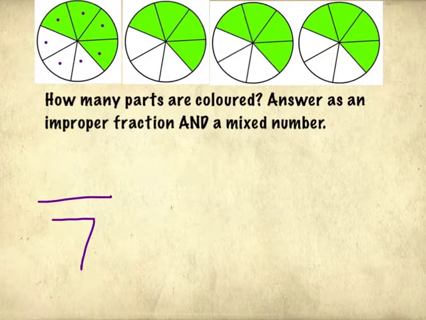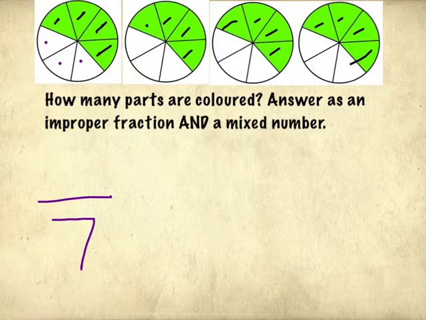Now I'm just going to switch to another color to make my life easier. And how many pieces are colored in? 1, 2, 3, 4, 5, 6, 7, 8, 9, 10, 11, 12, 13, 14, 15, 16. So my improper fraction is 16 out of 7. I have 16 out of 7 pieces.